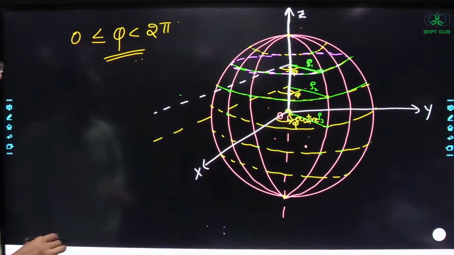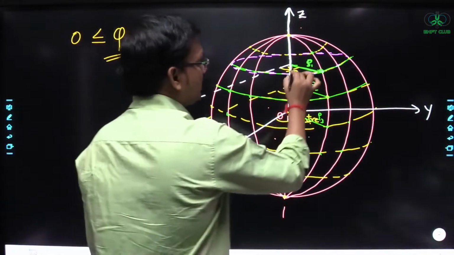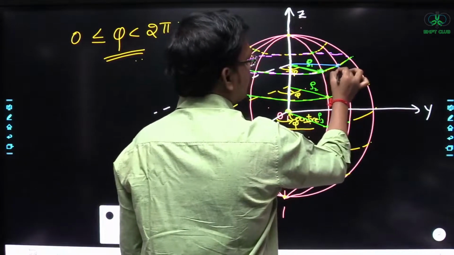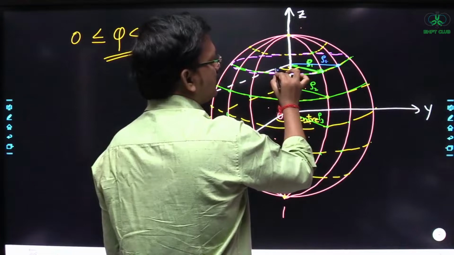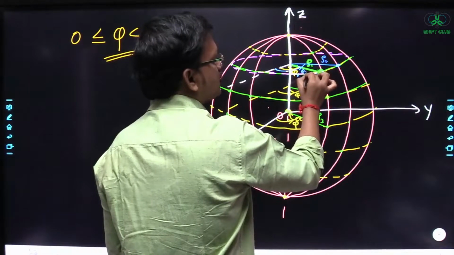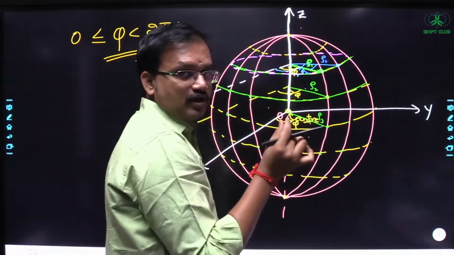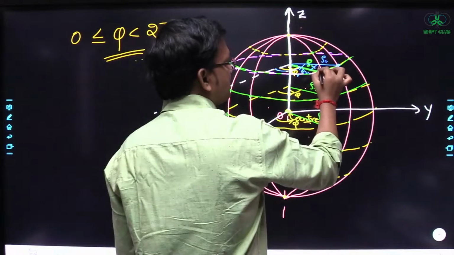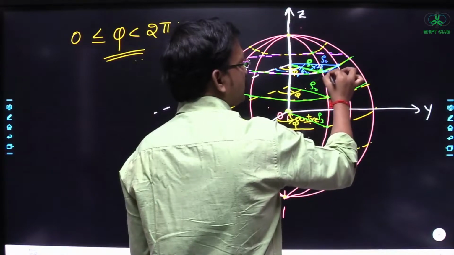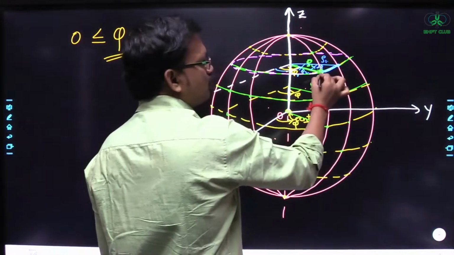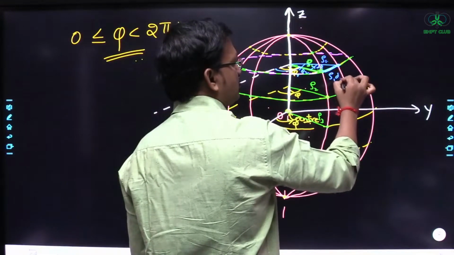Now, what is the differential arc length along phi here? So let us consider this point. This is also a rho 1. So let us say this angle is phi 1, and this angle is phi 2. So this angle will become phi 2 minus phi 1, and let us assume phi 2 minus phi 1 is very small, so that I can represent it as simply d phi. Then what is this differential arc length here? This differential arc length is nothing but rho 1 into d phi.